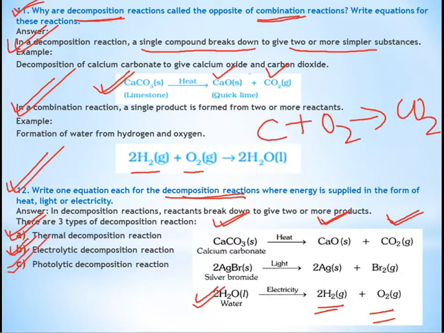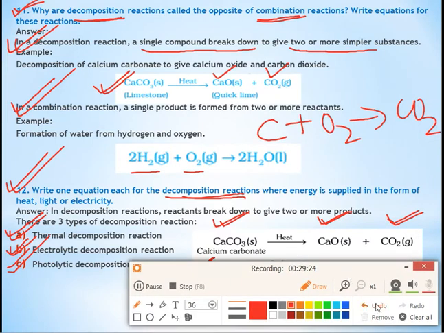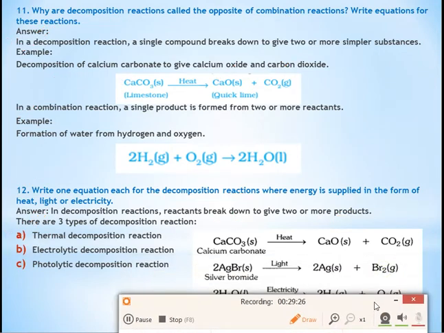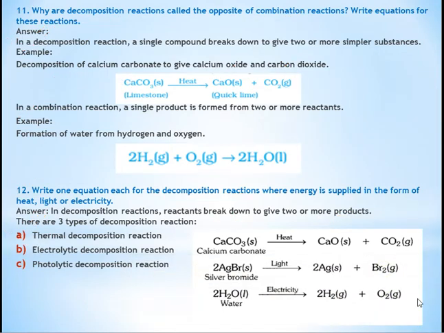When a decomposition reaction takes place in the presence of light, it is called photolytic decomposition reaction. For example, AgBr, silver bromide. When you apply sunlight or light to AgBr, it will break down to give you silver and bromine. So this is an example of photolytic decomposition reaction. So learn one example from each of the sections.